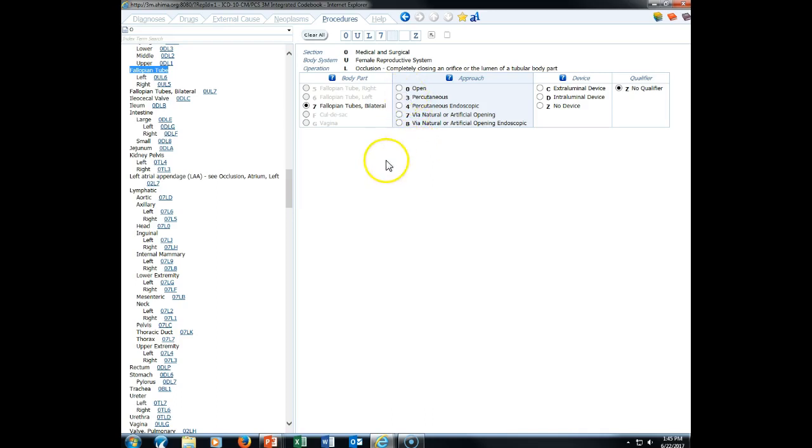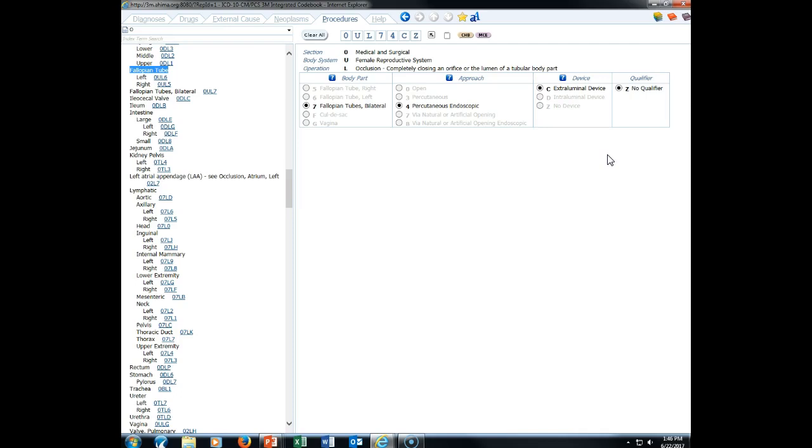And typically this is a percutaneous endoscopic procedure. Then we have the device, what type of device was used. There could be an extraluminal or an intraluminal device, or there could be no device. They could cut them and tie them, but usually they use clips, so that would be an extraluminal device. And so the code would depend on what type of device was used.